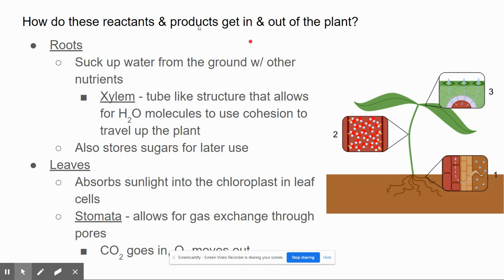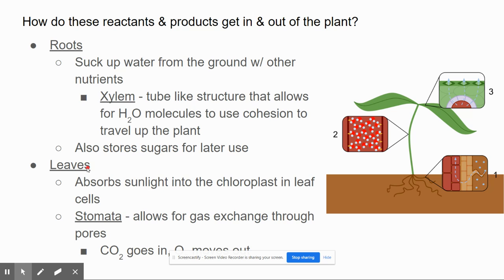So, how do these reactants and products get in and out of the plant? Our roots suck up water from the ground with other nutrients. As we talked about before when we were talking about water, our xylem is a tube-like structure that allows for water molecules to use cohesion to travel up the plant. So, our water molecules are able to start at the root, come in, and travel up the plant to the leaves. Our roots also store some of our sugars, like our starches, for later use.